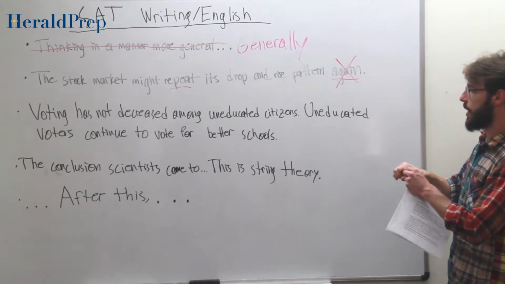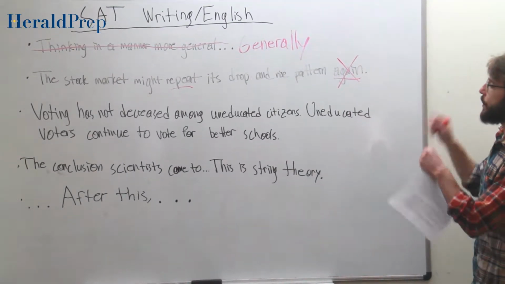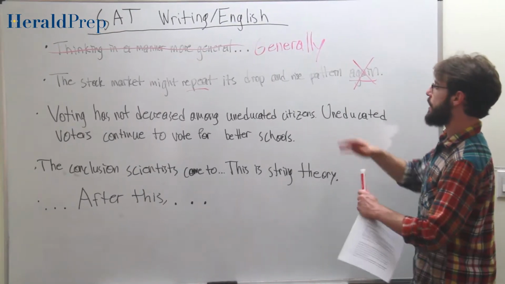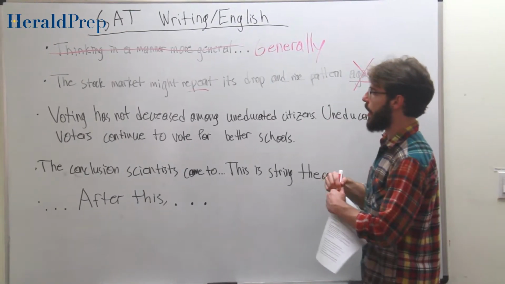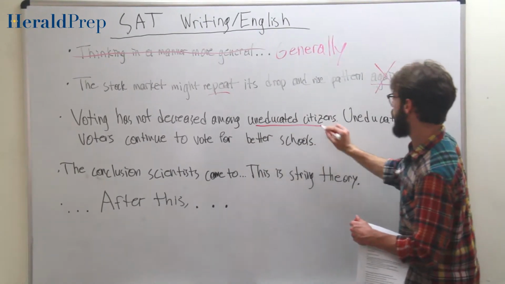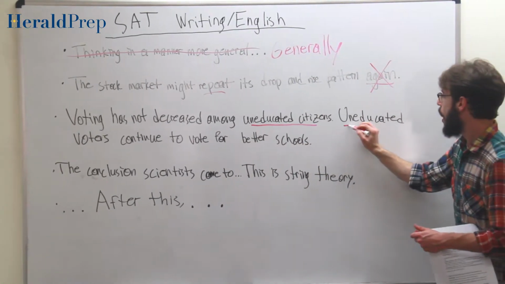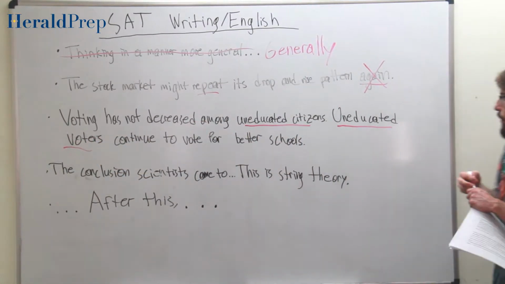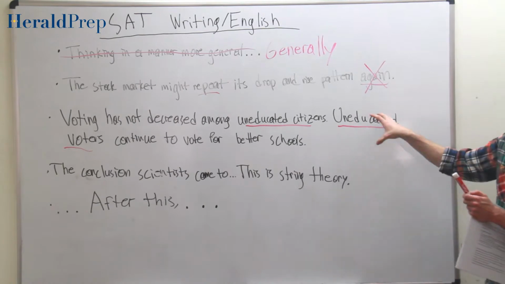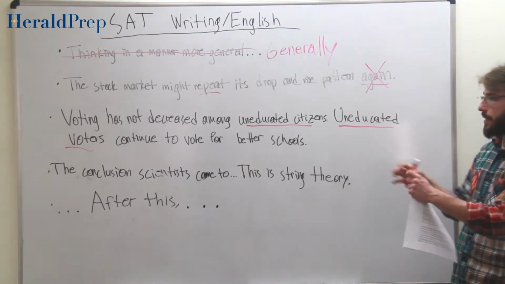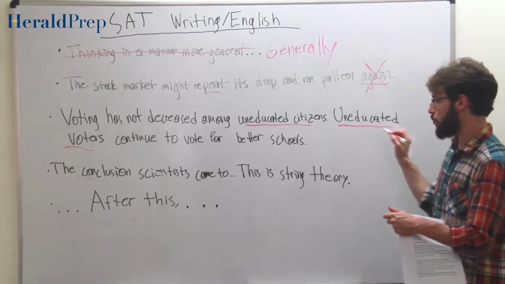They do function as sentences, but if we look at them with a little more context, we see the topic of the first sentence is uneducated citizens, and the second sentence is also about uneducated voters. Different words, but basically synonyms. We're talking about the same subject in both sentences. Therefore, we don't need to have two sentences. We can actually combine these into one sentence.